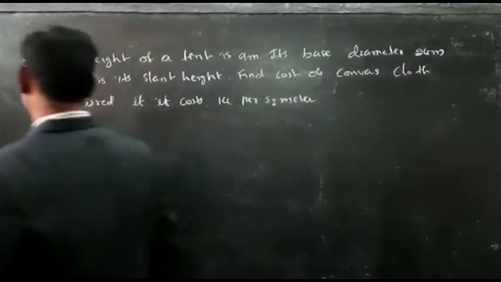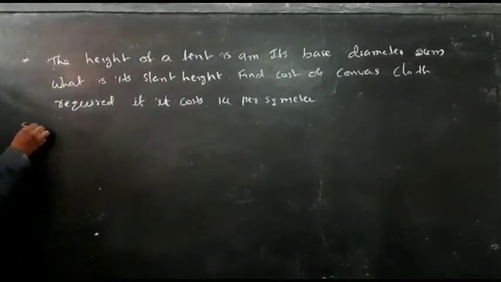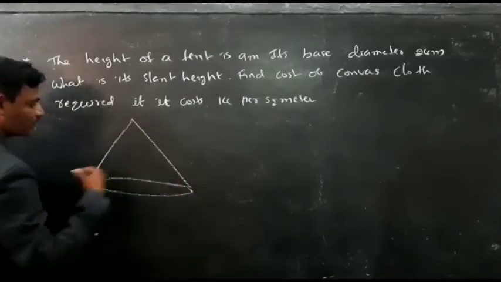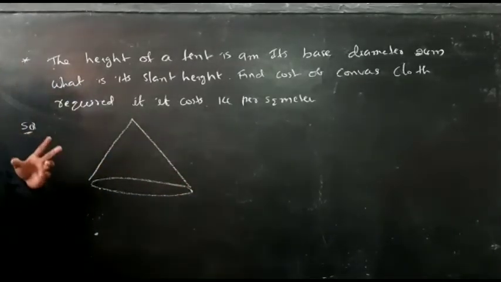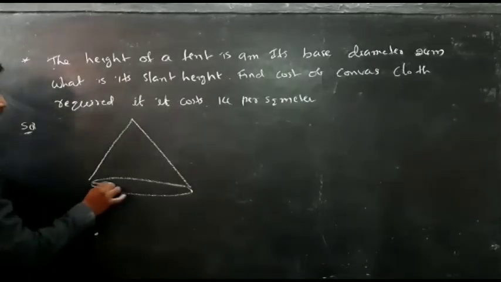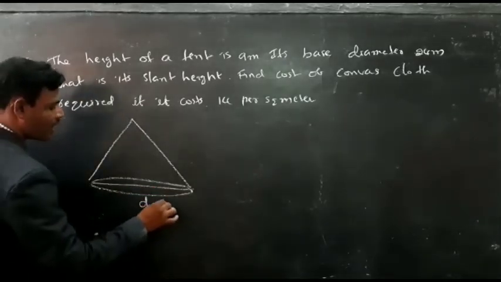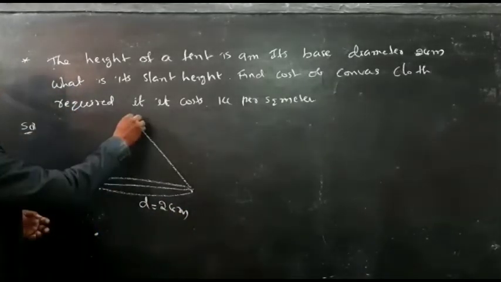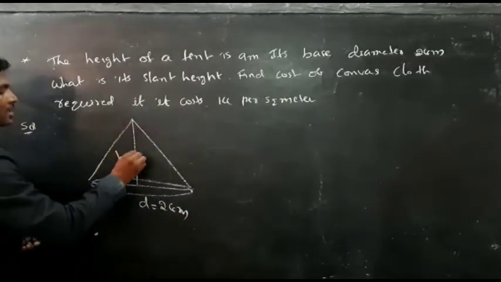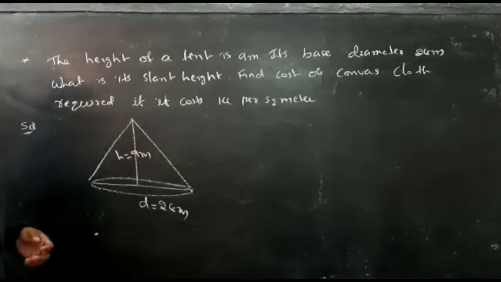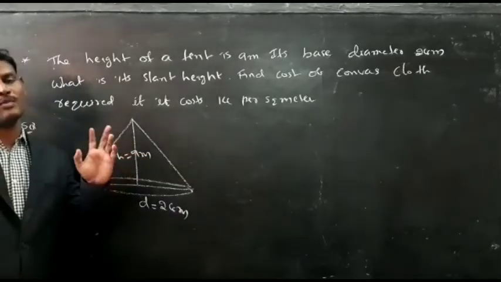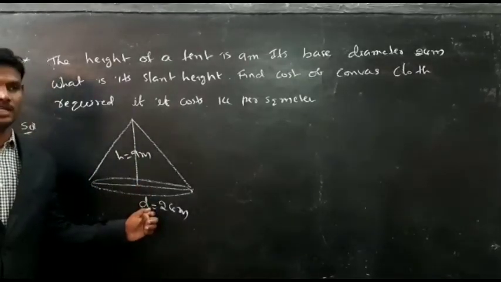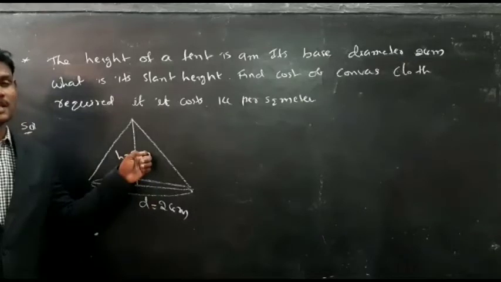Solution. The tent is in the shape of a cone. What is the base diameter? Base diameter D is equal to 24 meters, and height of the tent H is equal to 9 meters. Here one tent, it is in the shape of a cone. Base diameter of the tent is 24 meters, and the height of the tent is 9 meters.